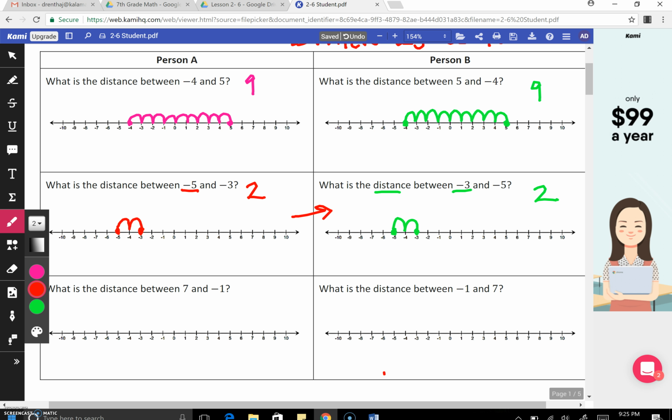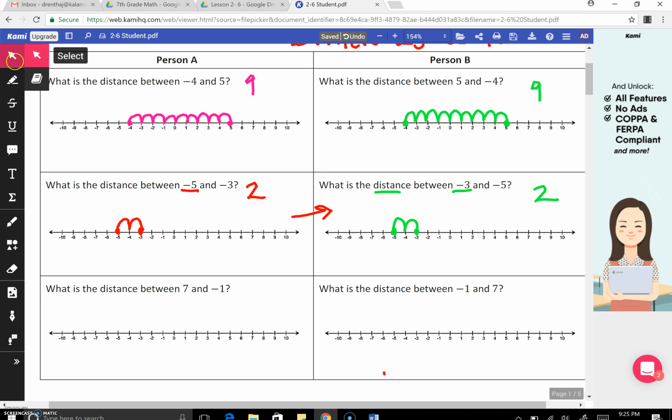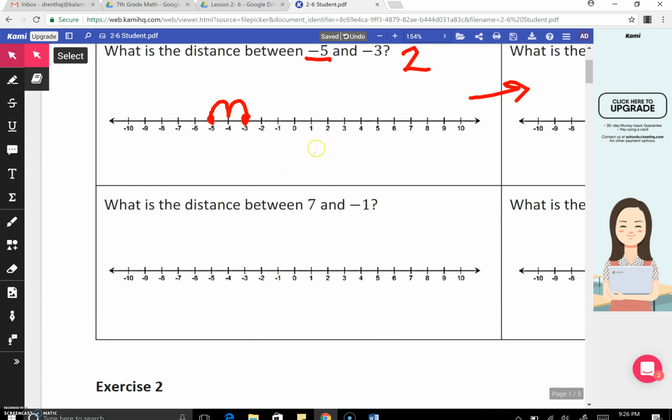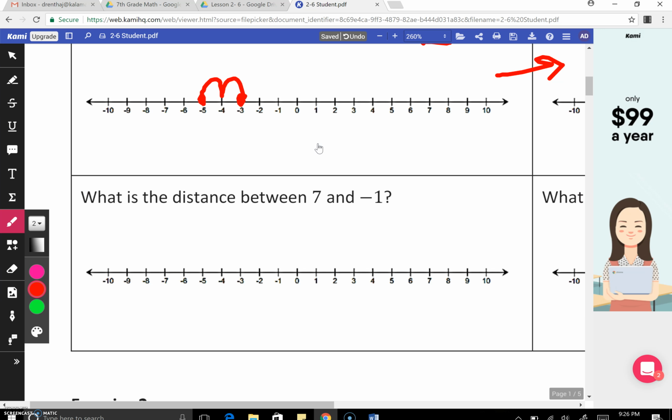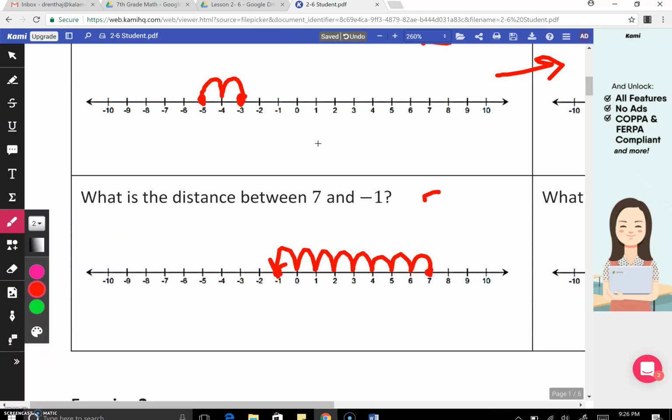Last one for me says, what is the distance between 7 and -1? So I'm going to highlight 7 first, -1 second. Looks like I'm counting backwards this time, but remember it's a distance, so they're positive numbers. 1, 2, 3, 4, 5, 6, 7, 8. So the distance from 7 to -1 is 8 units. You guys try the last one.